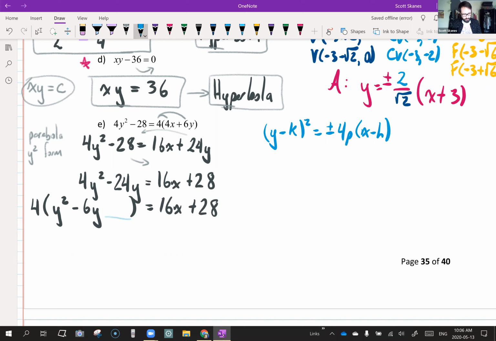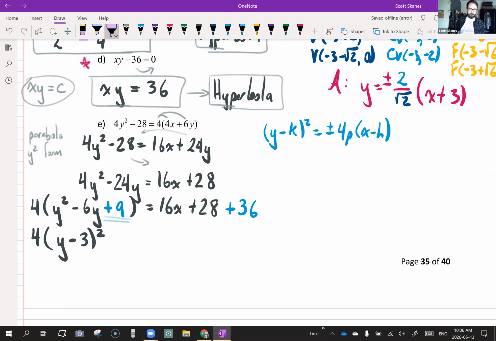Okay, so those of you that have been paying attention should know how to do this now. 6 divided by 2 and squared, plus 9. What do I add to the other side? 4 times 9. 4 times 9 is 36. And then I need to go through my regular process here. It's still y minus 3 all squared.